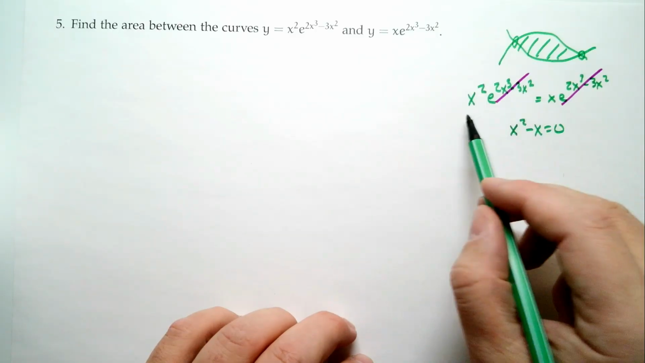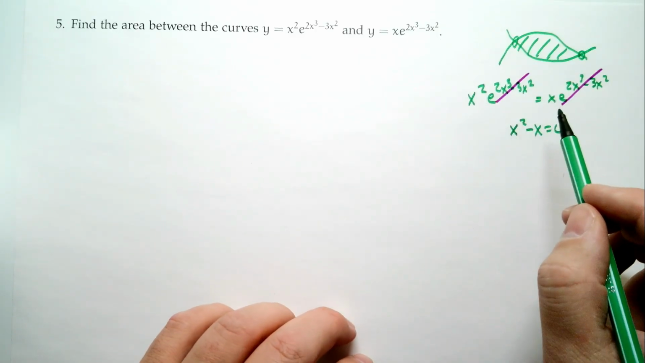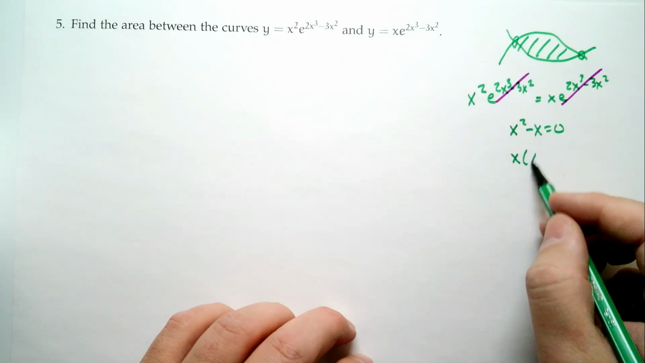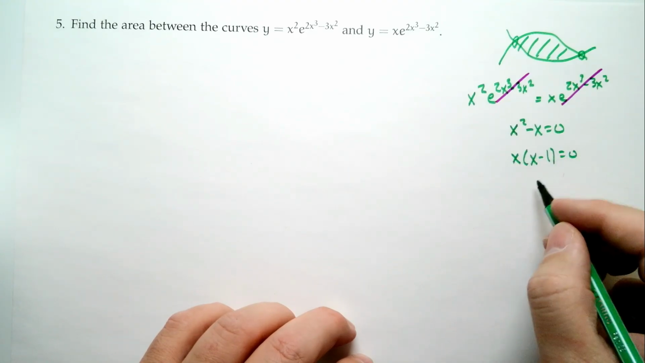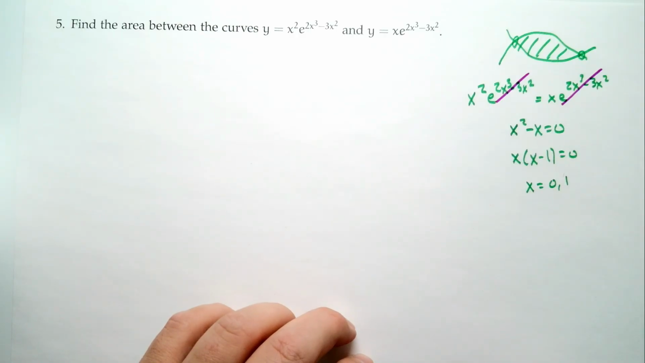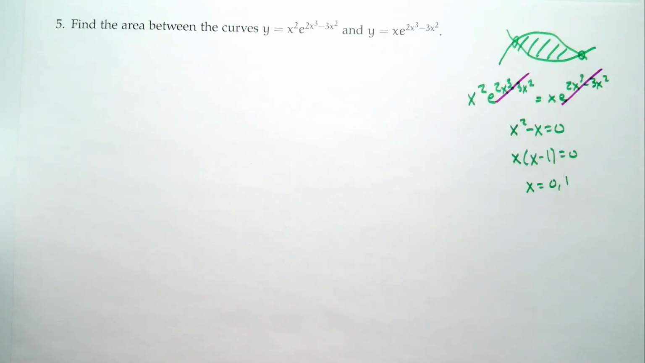Okay, so that says they intersect when x squared equals x, or x squared minus x equals 0. Notice that I don't divide by an x, because x could be 0. So you don't want to do that. And then we get x times x minus 1 equals 0, which means our intersections happen at 0 and 1. All right, well that's good. Now we know where they intersect. The next question becomes, which one's on top?